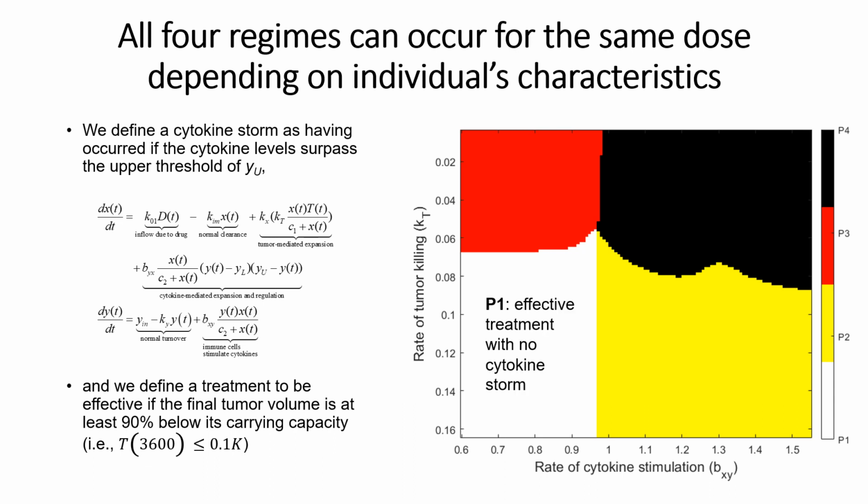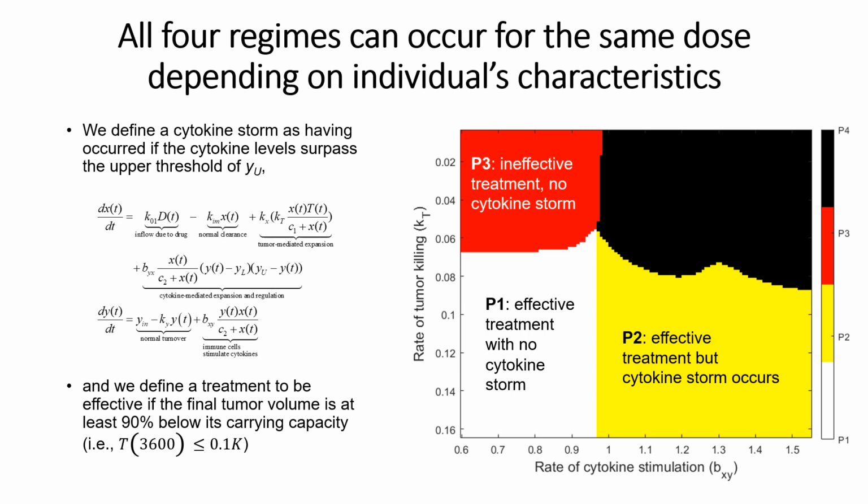And see, you can have all the regimes actually occur with the same dose depending on the individual characteristics. You can have effective treatment with no cytokine storm. You can have effective treatment but with cytokine storm, so okay, not amazing. You can have ineffective treatment without cytokine storm, at least no harm done. And you can have ineffective treatment with cytokine storm. That's, of course, the worst possible scenario.